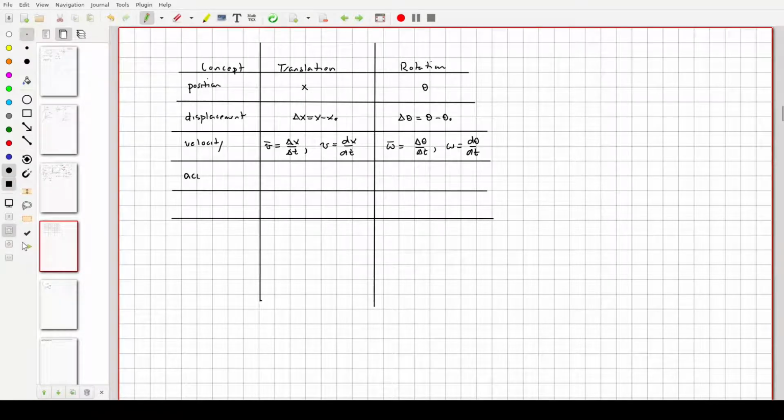For acceleration, for translation, we have average acceleration, your change in velocity over time. And then there's instantaneous acceleration, which is the derivative of your velocity with respect to time. For rotation, you may not be all that surprised to discover that you have average angular acceleration, which would be delta omega over delta t. And you also have instantaneous angular acceleration, which would be d omega dt.